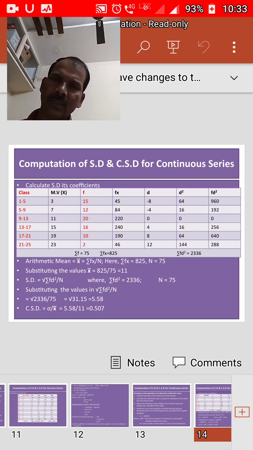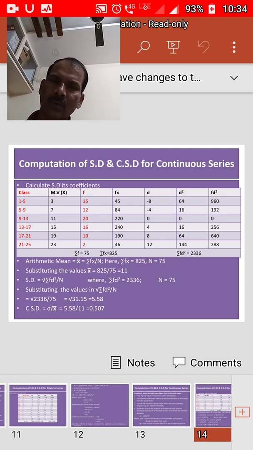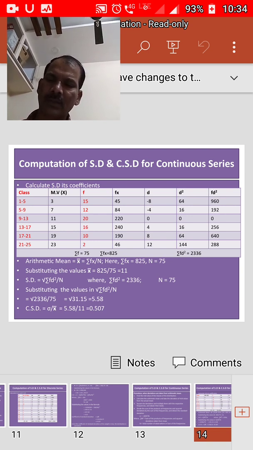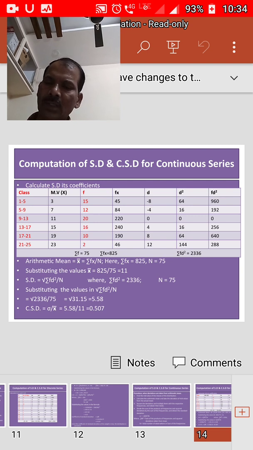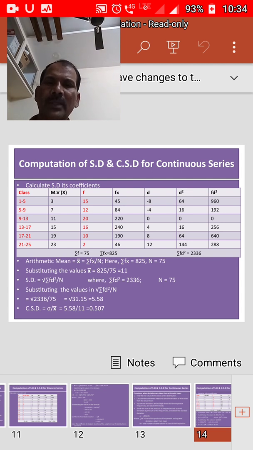Sigma f, this is the sum of all these. Mid values are given, and frequencies 15, 12, 20, 16, 10, 2 are given. If you add all these frequencies, you will get the sum of the frequency, that is sigma f, or we can say that n, which is equal to 75.